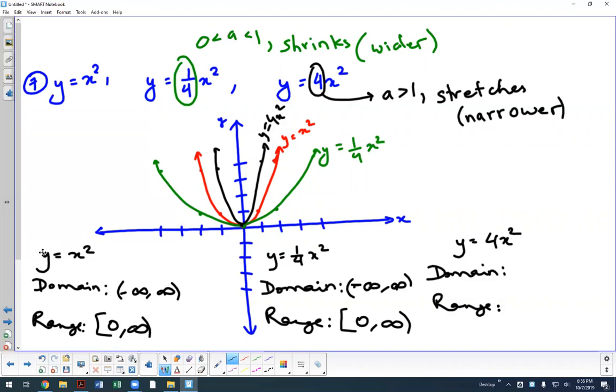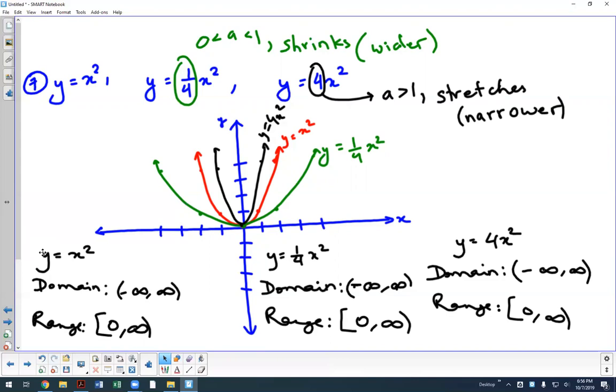For 4x squared, is that the same, or does it change? No, you're just going faster because you're multiplying by 4. You're going to get to your y values a lot quicker than the other two functions. Okay, so that's your stretching and shrinking using the square function.